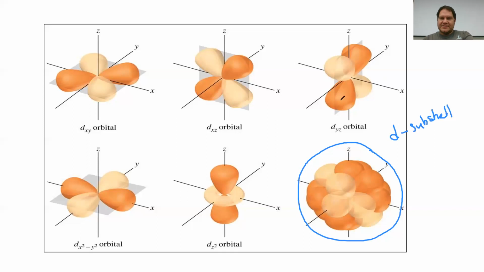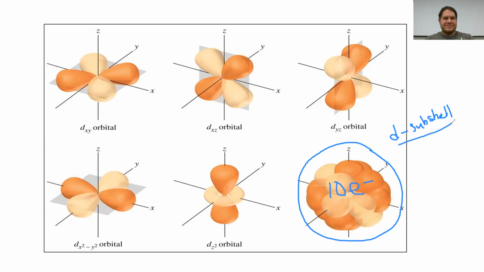And because you can fit 2 electrons in each one of those, that means you can have a maximum total of how many electrons? 10 electrons in a d subshell. That's 2, 4, 6, 8, 10. So a maximum of 2 in each one, and the combined total is 10 electrons in a d subshell.